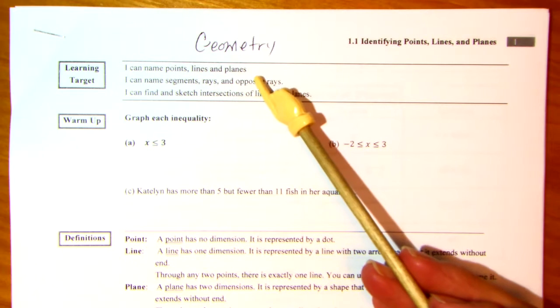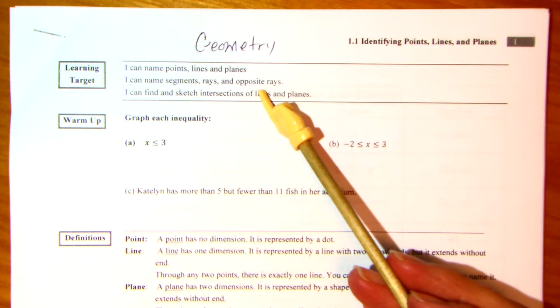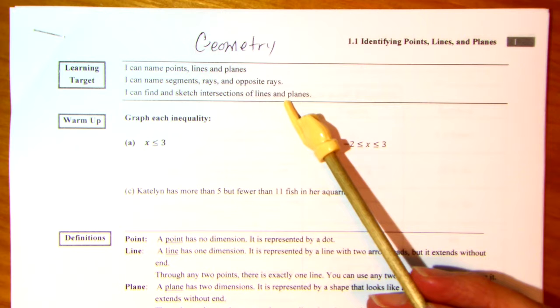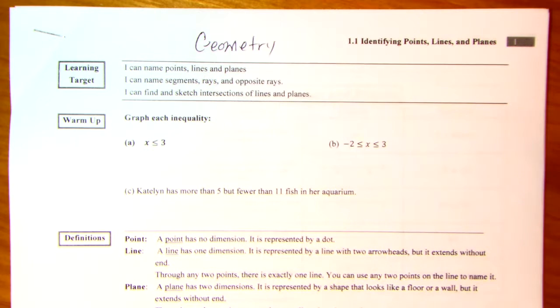So here are my learning targets. I can name them. I can also name segments, rays, and opposite rays, and I can also sketch intersections of lines and planes. First of all, let's start with our warm-up.